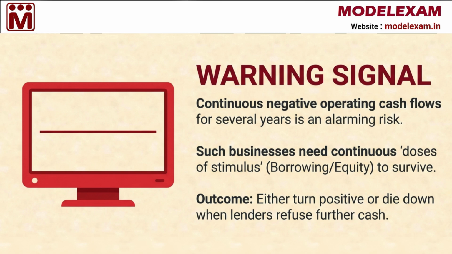Now, you must watch out for a major warning signal. If a business shows continuous negative operating cash flows for several years, it is a high-risk situation. It means the core business is not generating money. To survive, such a business needs continuous doses of stimulus, either by borrowing more money or selling more equity. Eventually, one of two things must happen. Either the business turns positive or it dies down when investors and lenders refuse to pump in any more cash.